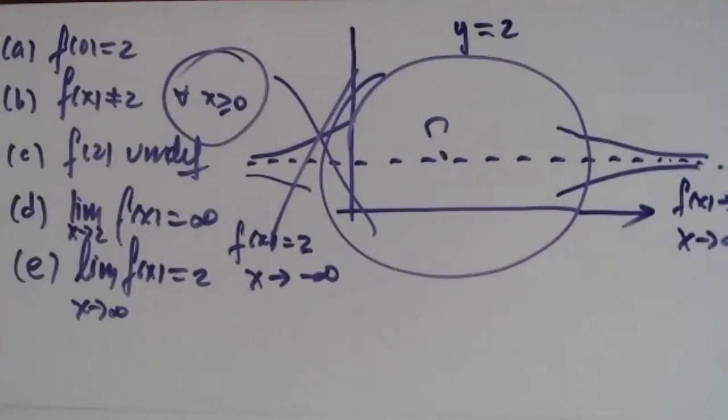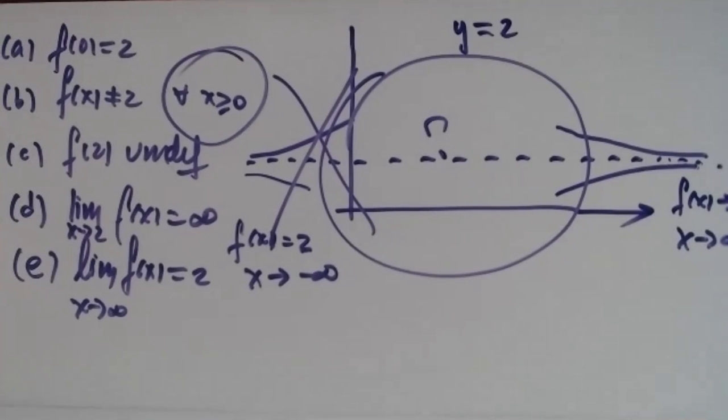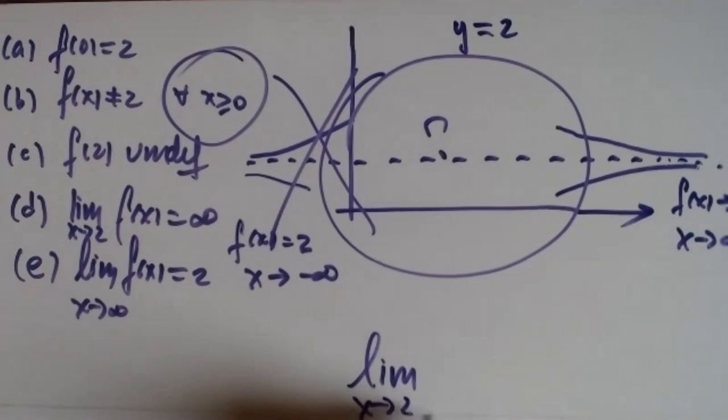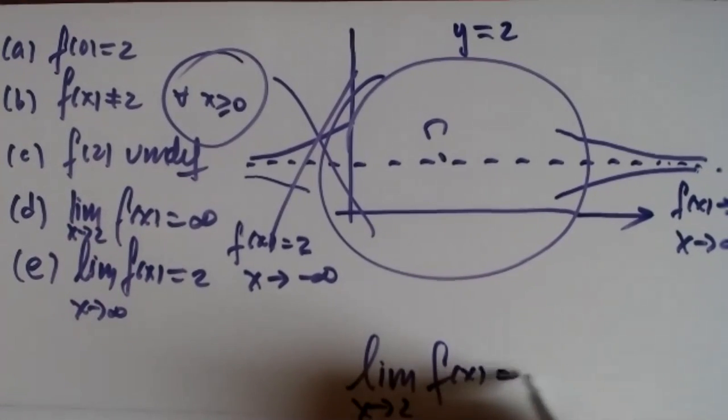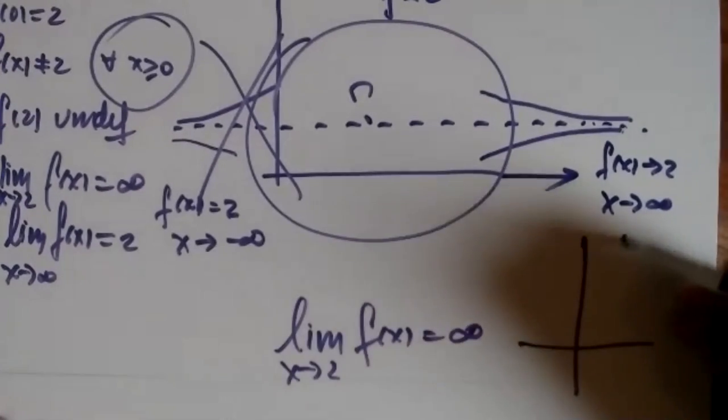So which one of the 5 could be necessarily true? D. Yeah. Fíjate bien. Its limit when you approach 2 is infinity. What is this one? Let me just put it right here. The limit when x approaches 2 of f of x is infinity. Oh, that's a vertical asymptote. That's a vertical asymptote, correct.